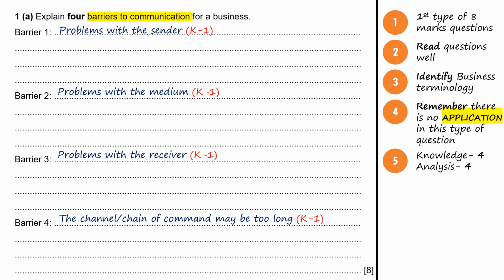Okay? If a student has just listed the barriers, he or she will be awarded only the 4 marks for knowledge. You need to explain each barrier so that you will be awarded the another 4 marks for analysis.